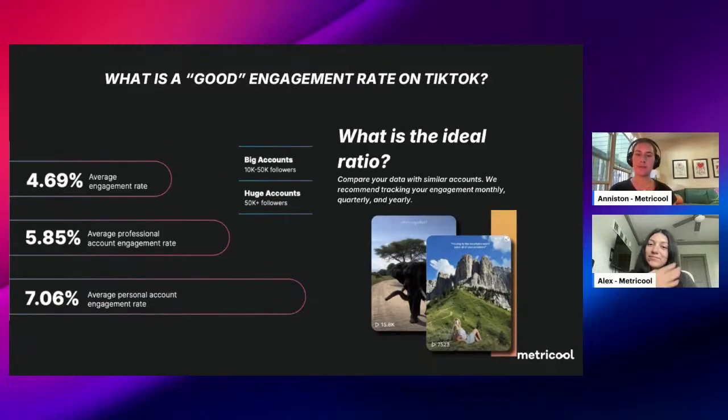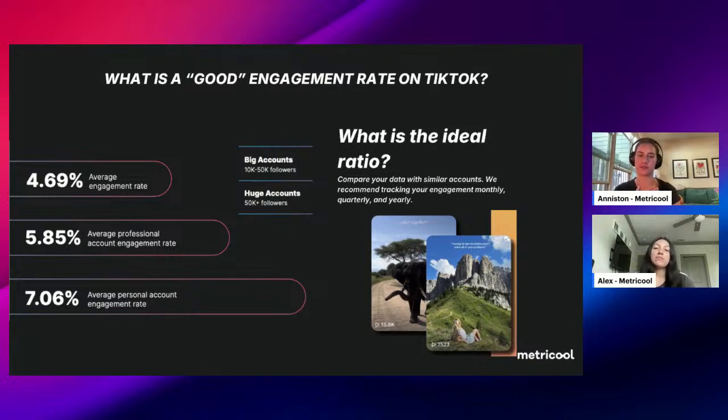Okay, and then going back to the engagement, this is the average engagement rate. So 4.69% is the overall. And then for professional accounts, it's a little under 6%, and personal a little over 7%.